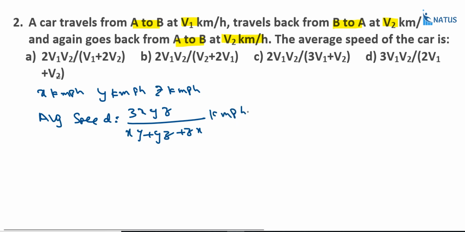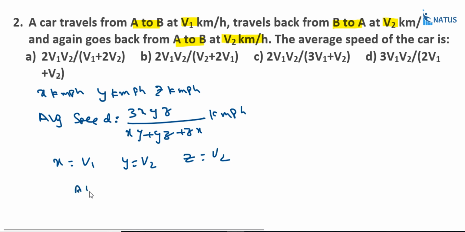This is the formula, right? Now, here, what is x? That is equal to v1. What is y? That is equal to v2. And what is z? That is equal to v2 only, right? Here, x is equal to v1, y is equal to v2, and z is equal to v2, right?